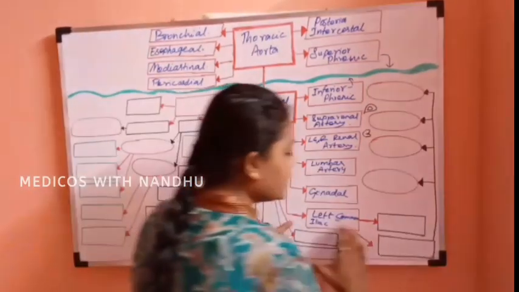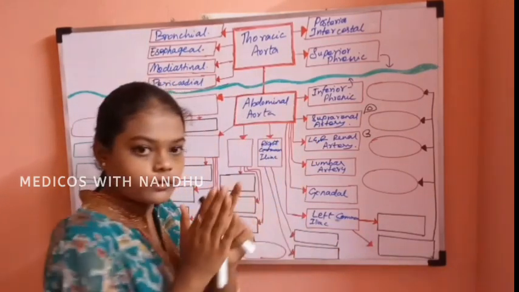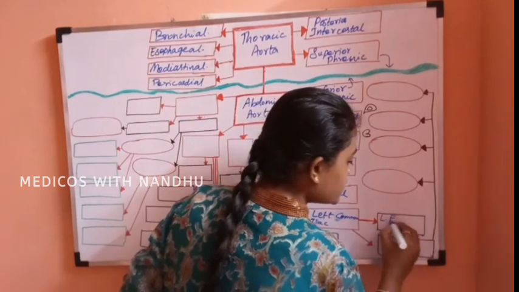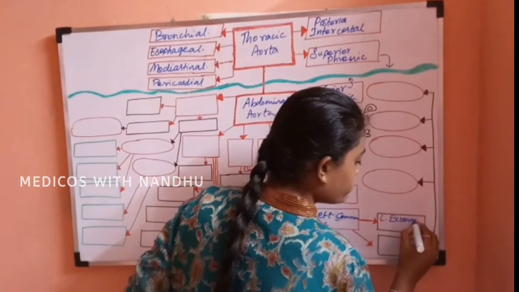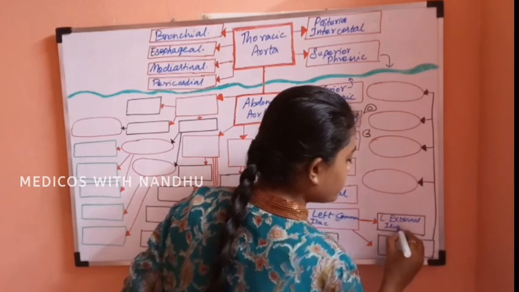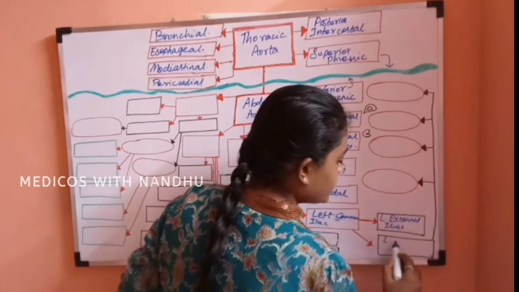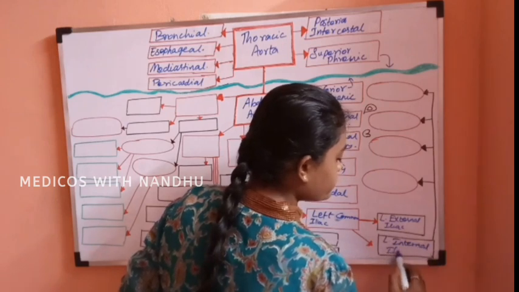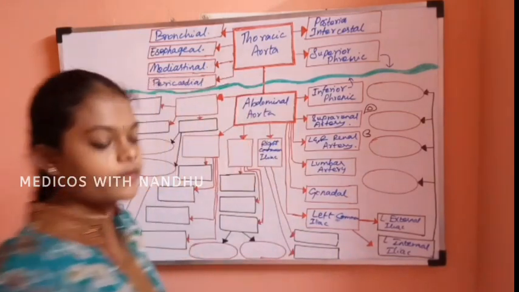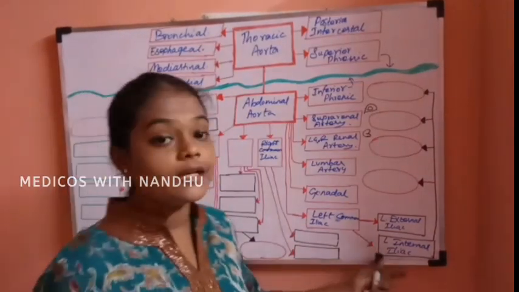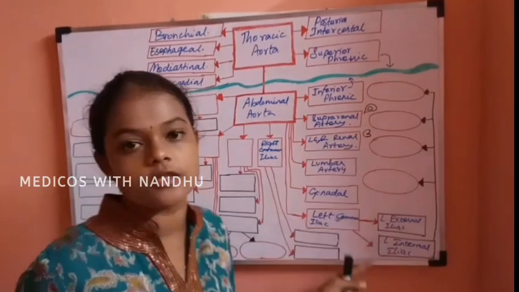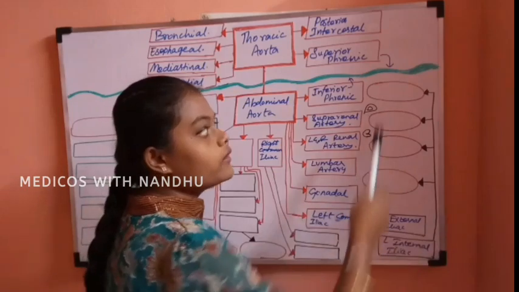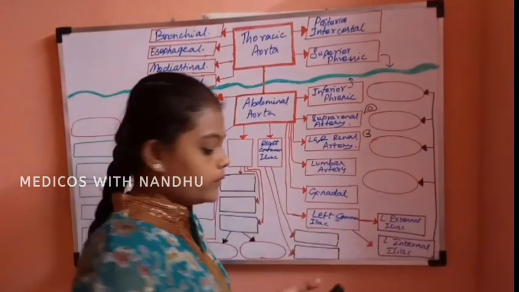First, the left common iliac artery is going to divide into two branches. The first will be the left external iliac artery, and the left internal iliac artery. Further, the left internal iliac artery is going to give so many branches. First, let us see the superior gluteal artery.